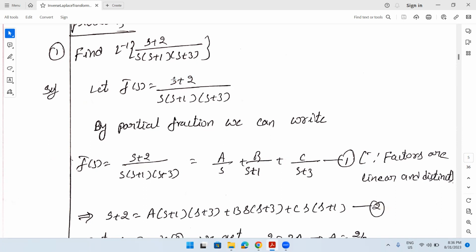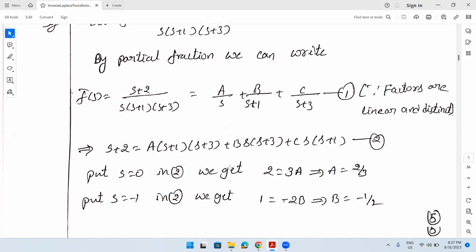The degree of numerator is 1. Here the degree of denominator is 3. So 3 must be greater than 1. The degree of denominator must be greater than the degree of numerator. Then only we can apply the partial fraction.